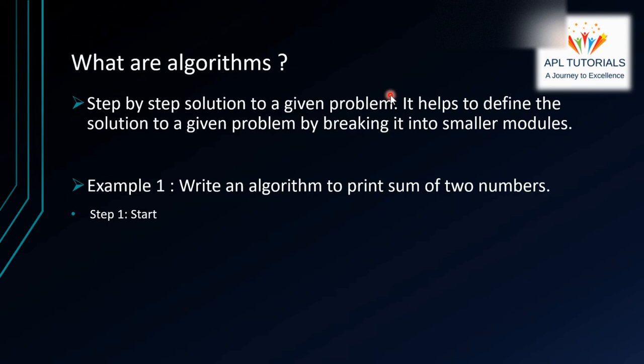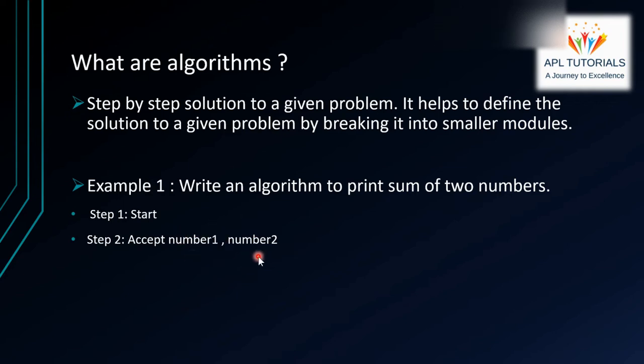I can't tell the computer just to take two numbers and then add and print it. No, the computer is not going to understand anything. The computer doesn't have a brain. It has a memory but not a brain. So I need to give each and every instruction. So my first instruction will be start. And my second instruction is accept number 1, accept number 2.